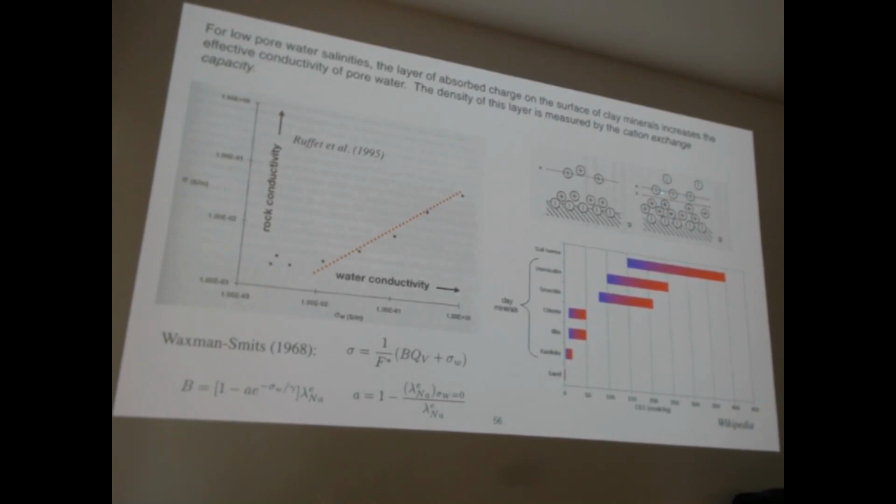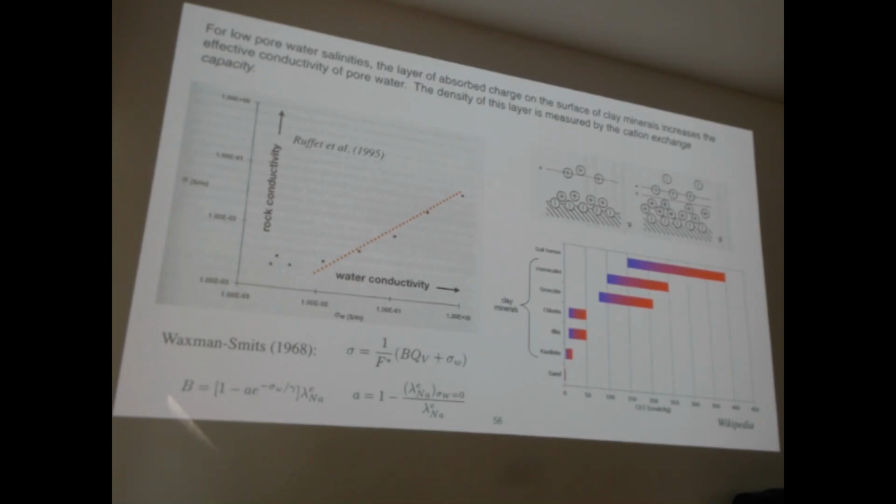Clay minerals have got these dangling bonds which sort of accumulate charges in the water, and they sort of locally change the electrical conductivity. So if you've got conductivity of the rock versus conductivity of the water, you get this linear relationship for high conductivity water. But then when the water conductivity goes low, if you've got clay minerals, things level out because the clay is essentially making the water conductivity higher just because of these charges.